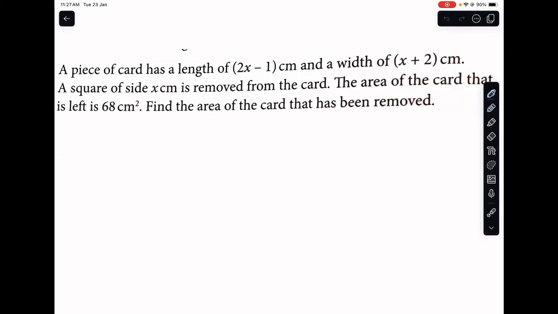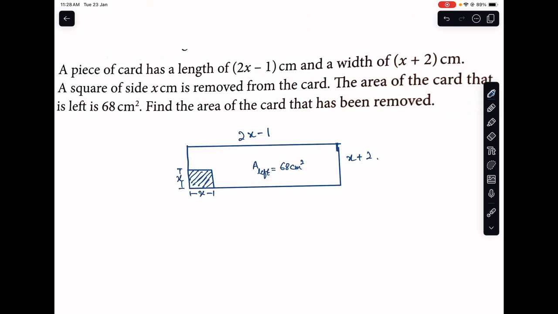So the word problem says we have a piece of card of length 2x minus 1 centimeters and a width of x plus 2 centimeters. A square of side x centimeters is removed from the card. The area of the card that is left is 68 centimeters square. So find the area of the card that has been removed. To understand the question, let's make this diagram first.